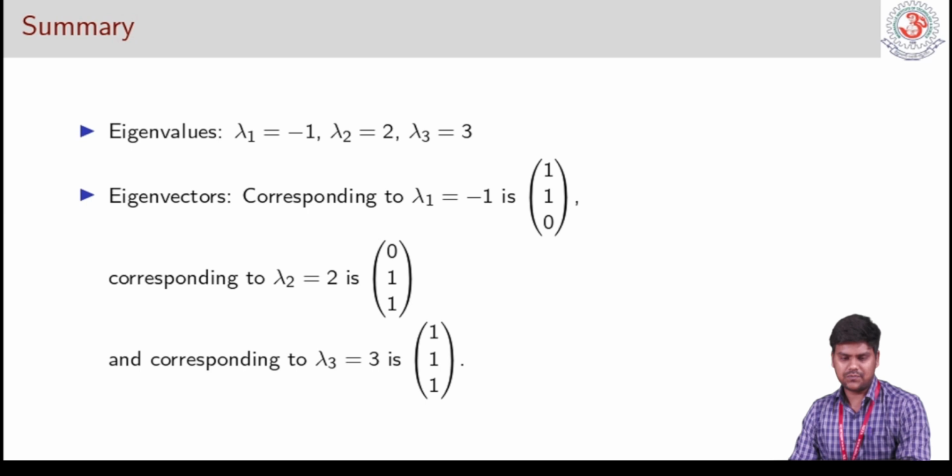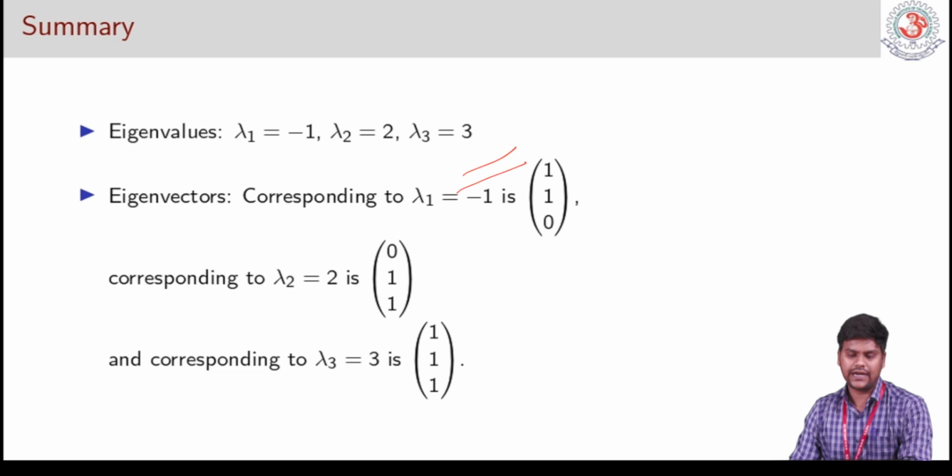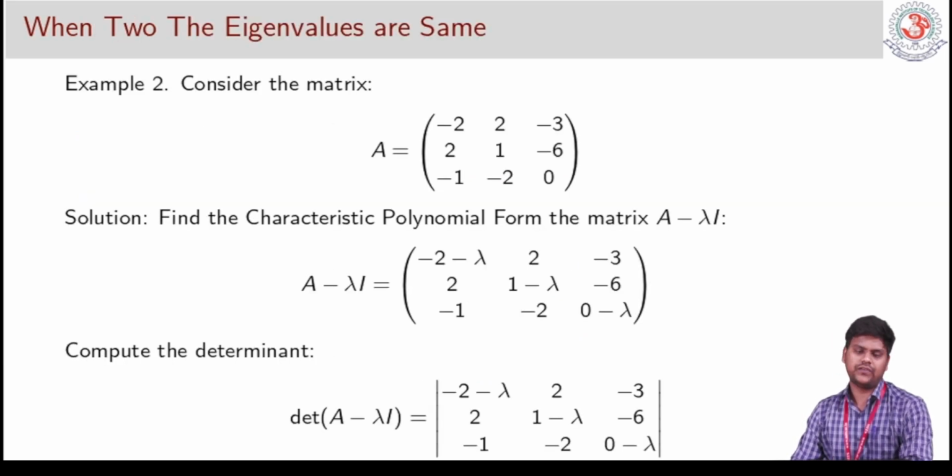So for this matrix, we have three distinct eigenvalues. For the three distinct eigenvalues, we get three different eigenvectors. These are the linearly independent eigenvectors for the corresponding eigenvalues. Next, we are going to find eigenvectors when two eigenvalues are the same.